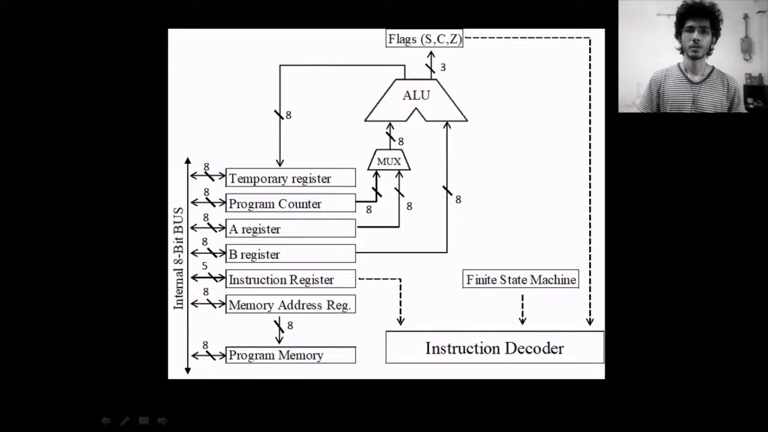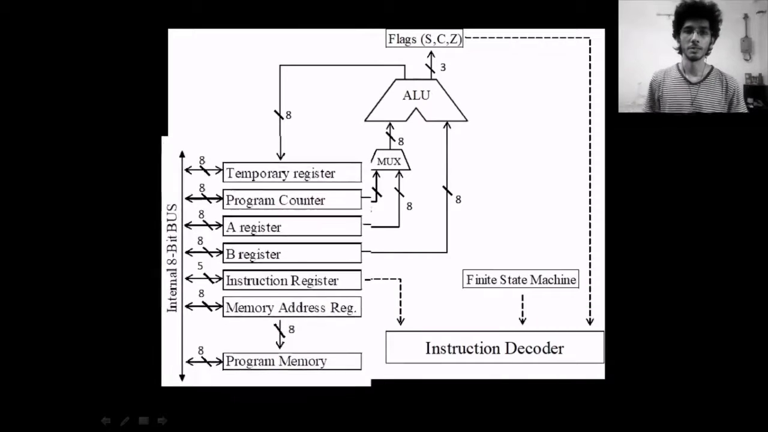Like any other computer, it can be subdivided into three sections. You have memory, the arithmetic and logic unit, and the control unit. Let me take you through them one at a time. So let's focus on the memory section first.